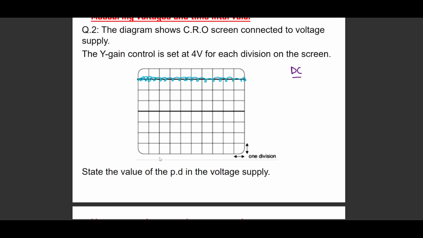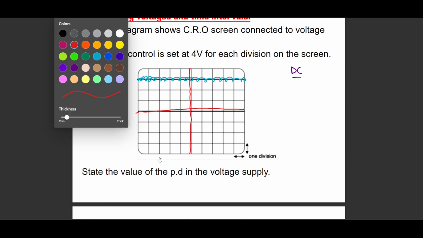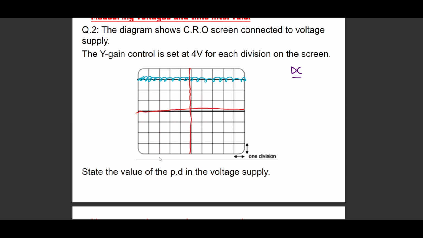And where is our origin? Where is our reference point? This is our reference line, and most definitely the very center becomes the reference line for the y-axis, right? Now since DC is a direct current supply, its frequency is generally 0 hertz. The question regarding the frequency for such a graph will not be asked because it's not changing. It is a fixed value throughout its time.